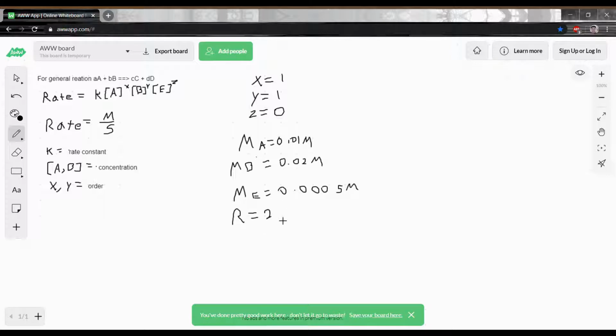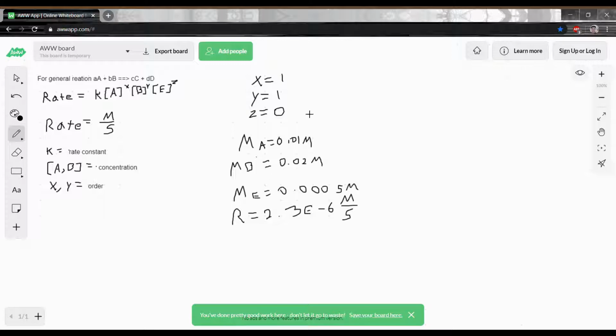And we're given a rate, capital R. That rate is 2.3 times 10 to the negative 6. Now, I've written this in, I think it's called exponential form. I can't remember. It's shorthand. This E stands for times 10. So E to the negative 6 is equivalent to 10 to the negative 6. We have everything we need. Oh, this has units of M over S. Now we can plug into an equation.